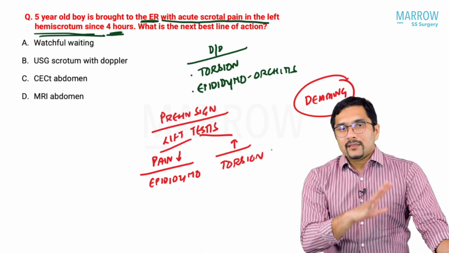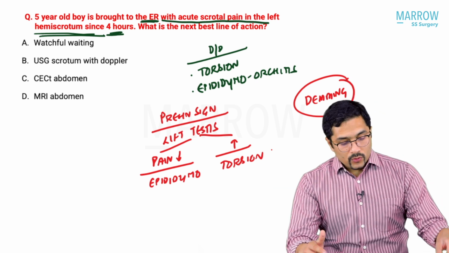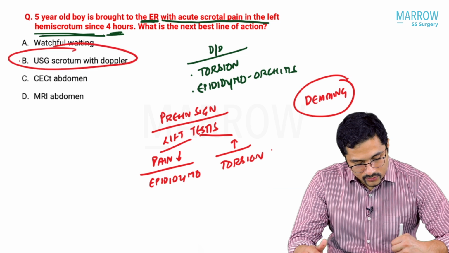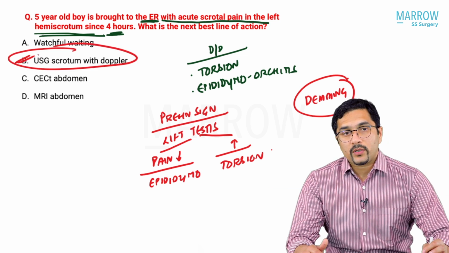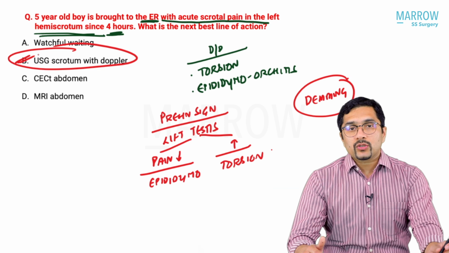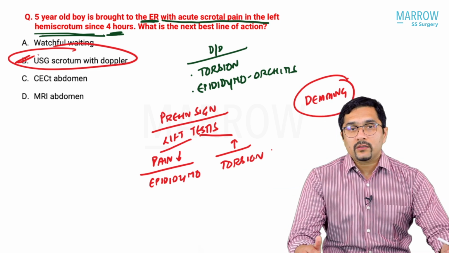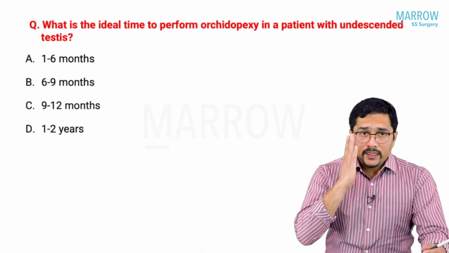But all these clinical signs have low sensitivity. So you will have to do an ultrasound scrotum with Doppler if it is available. That is what you should do to differentiate between the two conditions. Again, a very straightforward question.